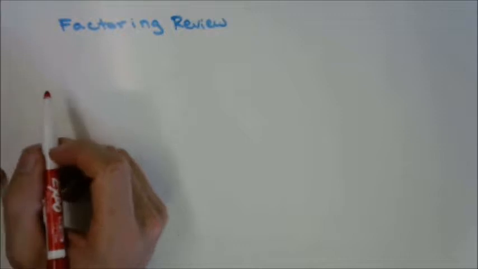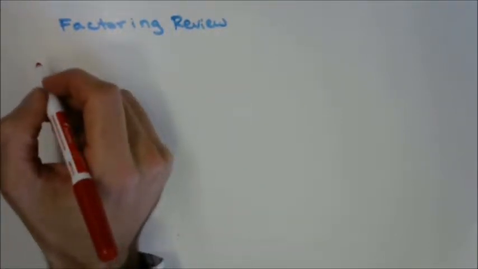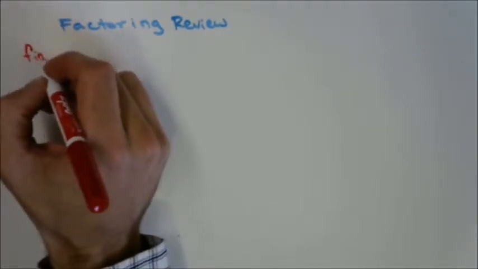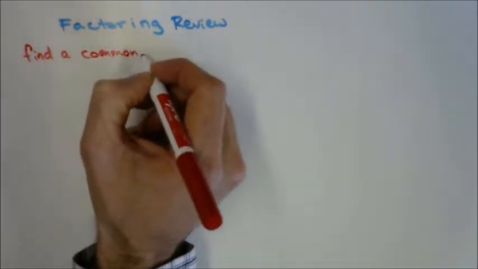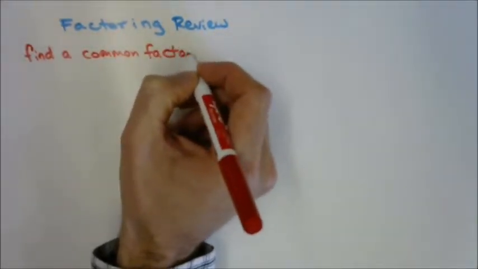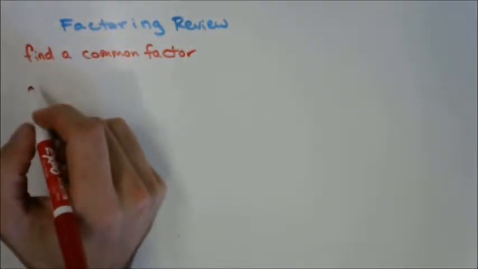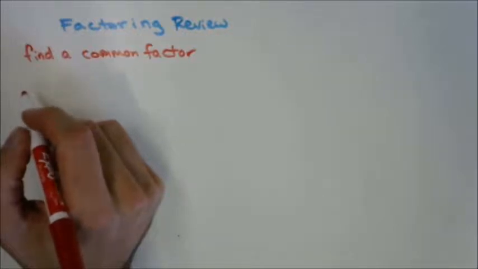I'm just going to write two very quick examples. They're very similar to the homework we just went over. But the first one has to do with find a common factor. So always when you get a quadratic expression that needs to be factored, or any kind of expression that needs to be factored, look for a common factor. It's the easiest way to do it.